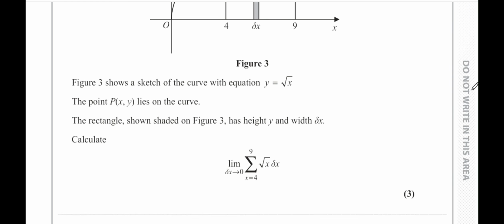Question 5. Figure 3 shows a sketch of the curve with equation y equal to square root of x. The point P (x, y) lies on the curve. The rectangle shown shaded on figure 3 has height y and width delta x. Calculate the limit as delta x tends to 0 of sigma from x equals 4 to 9 of square root of x delta x. This question is actually testing your knowledge to identify that this summation with limit delta x tending to 0 is actually the area under the curve, which can be found by integration between x is equal to 4 and x is equal to 9 as limits.